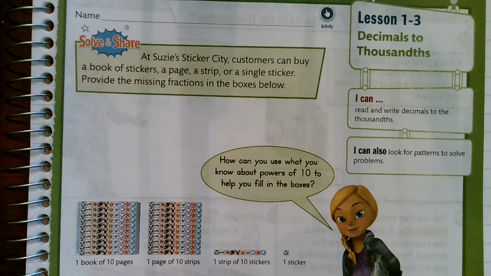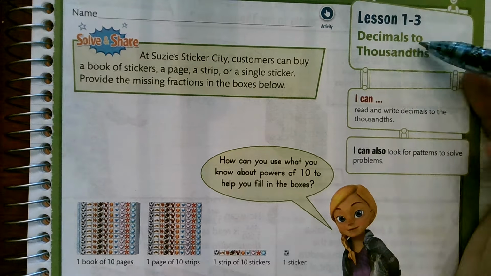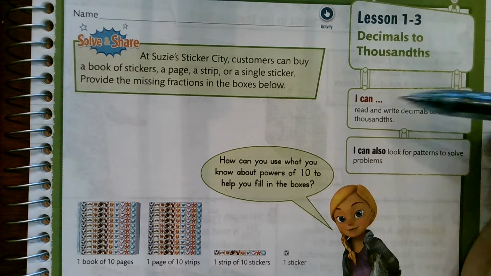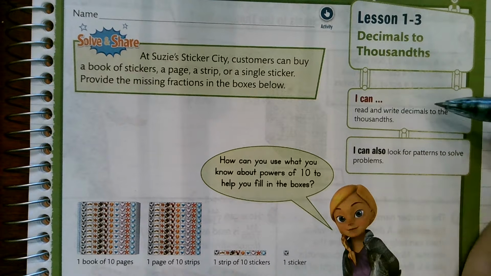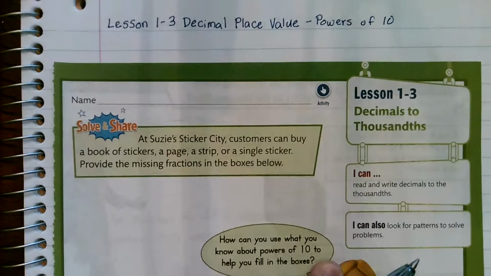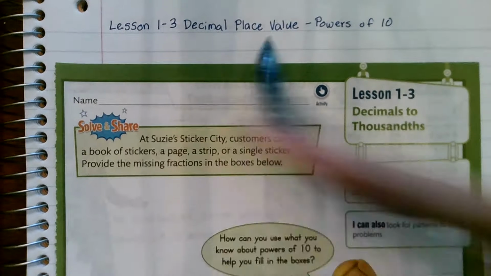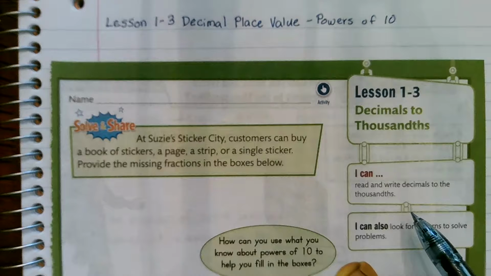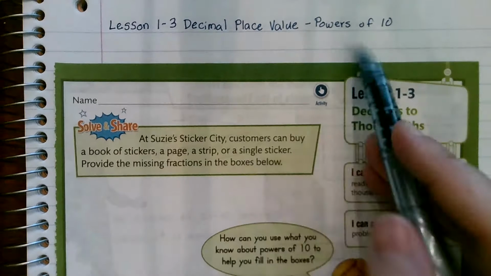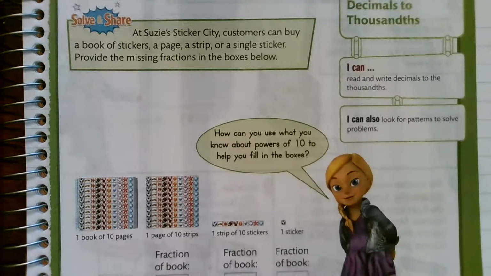All right, ladies and gentlemen, today we are going to be working on lesson 1-3, which is decimals to the thousandths place. And we're going to be able to read and write decimals to the thousandths place. So we are talking about, again, lesson 1-3, decimal place value, so that we can read and write. And we're going to talk about powers of 10 as well. We're going to start with this little problem.